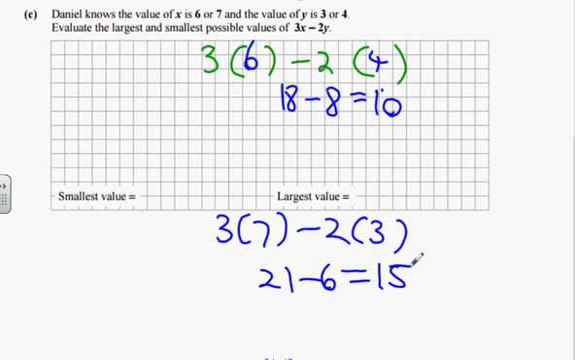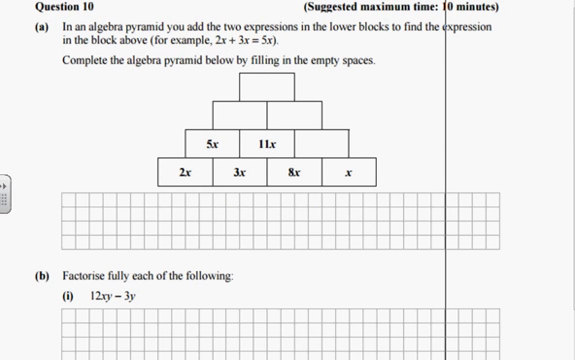Okay. Moving on. Question 10. In an algebra pyramid, you add the two expressions in the lower blocks to find the expression in the block above. As an example, 2x plus 3x equals 5x. So the two of them combined give us 5x. You happy with that? 3x and 8x combined give us 11x. What about 8x plus 1x? 9x. What about 5x plus 11x? And what about 11x plus 9x? And 20x plus 16x? Not too bad. Everyone right with that?